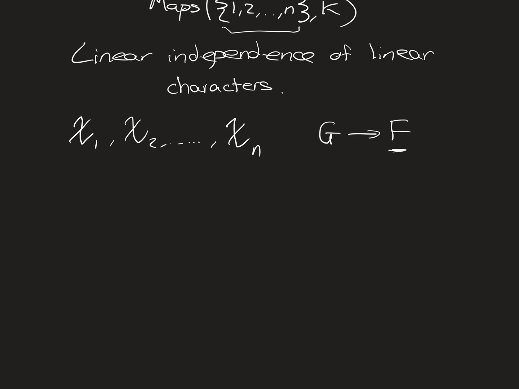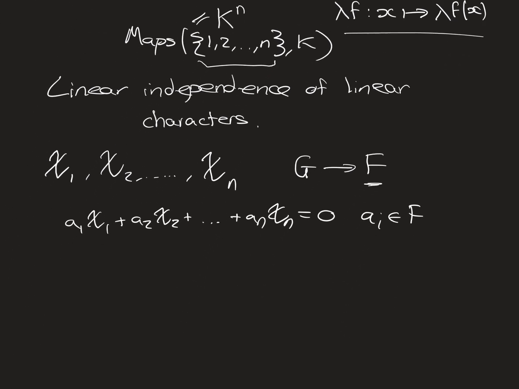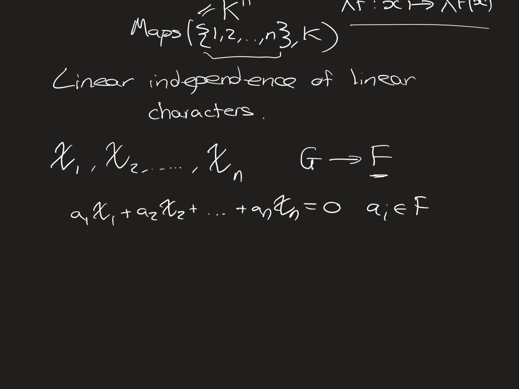So why is it the case that you cannot have a linear dependence? Why can you not have A1 chi1 plus A2 chi2 plus all the way up to An chi n equaling the zero map, where the Ais are in the field F? Adding these characters and scalar multiplying them means exactly what I defined when I was discussing why this is a K vector space. In this case, K has been replaced by F, so this is an F vector space.